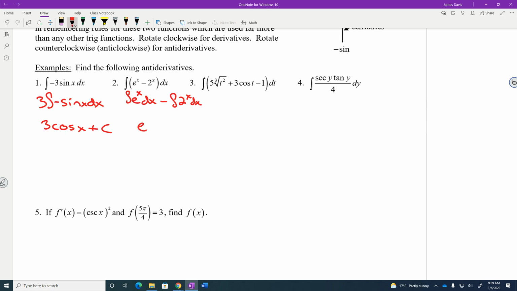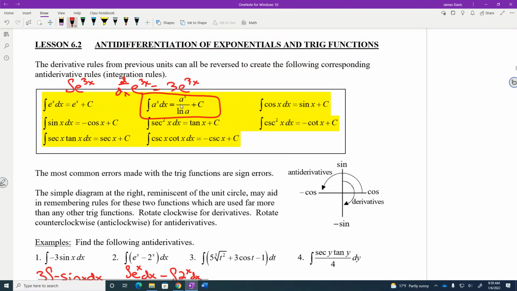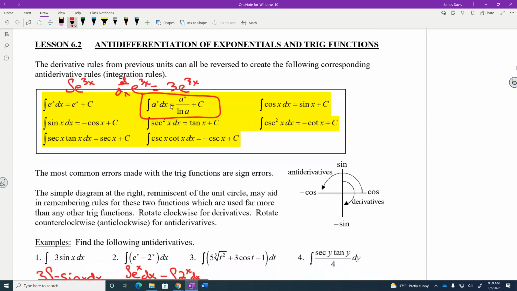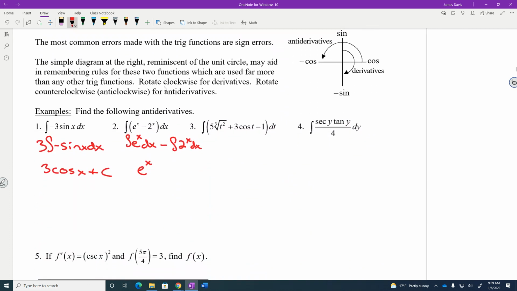So then we've got e to the x, and then you might need to look up here. It's the one that's the inverse, so it's going to be minus 2 to the x over the natural log of 2, plus c.